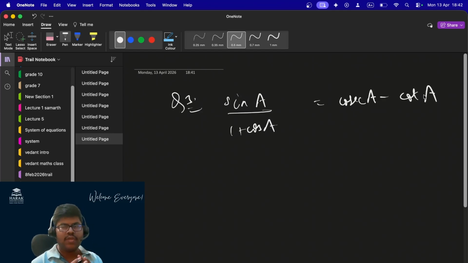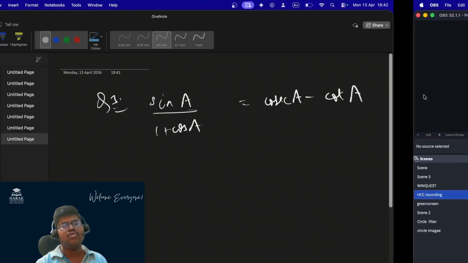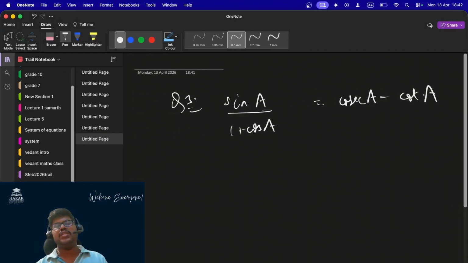Now, as I told you in the very beginning of the lecture, either we have the option to move from LHS to RHS, or we have the option to move from RHS to LHS. So here, I think we have to convert this into sin A over 1 plus cos A, and we cannot convert sin A over 1 plus cos A directly to cosec A minus cot A.